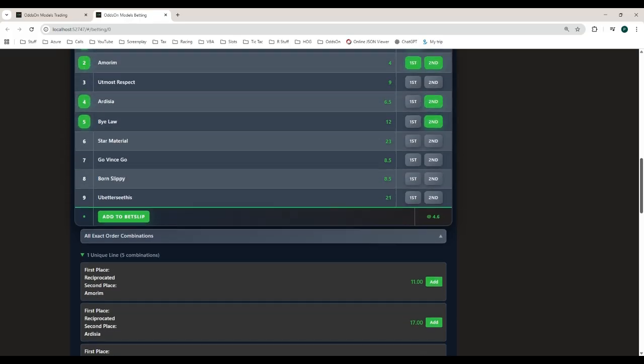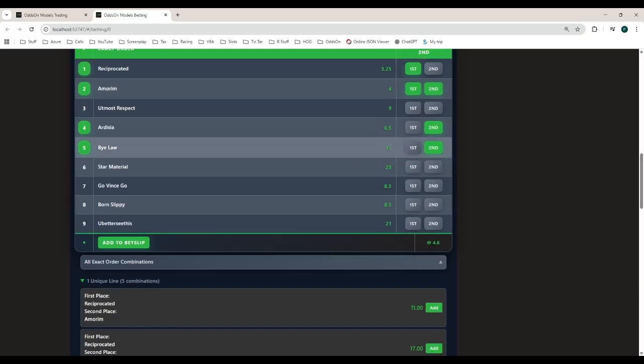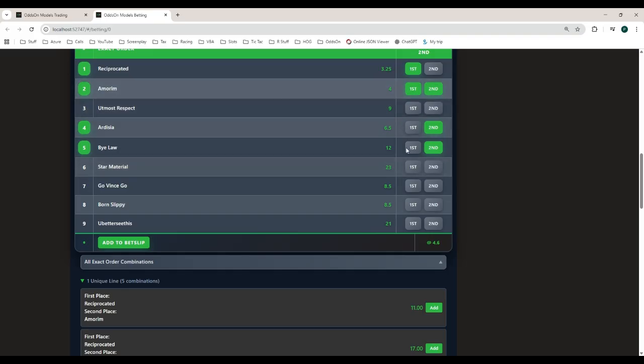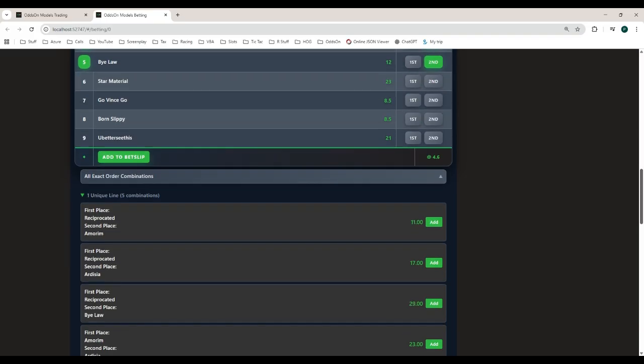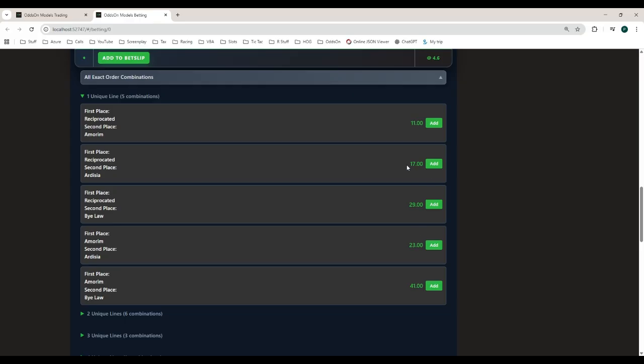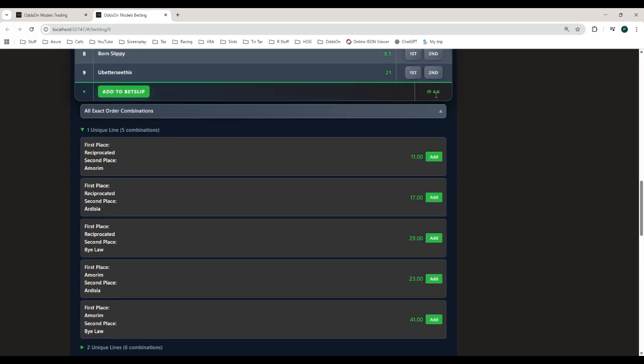So if we just look back why that is. Bylor obviously is quite a big price here. And Amarim was the second favourite. So if you were to place £1 on each of those bets, depending on which of the combinations won, you'd only get back £11 if it was that most likely one, but you'd get £41 if it was the one at the bottom. Whereas compare that with putting £5 on this at 4.6, so you'd get back 23 regardless of which of your combinations won. So real nice flexibility here.